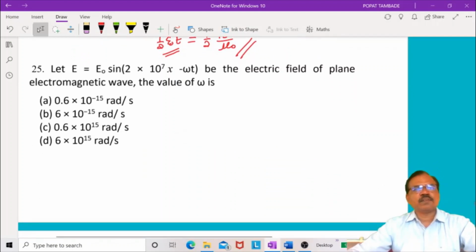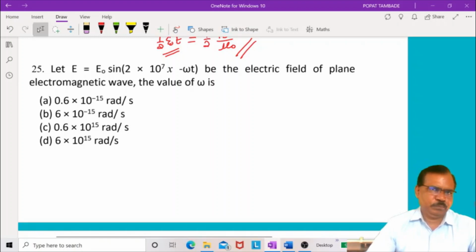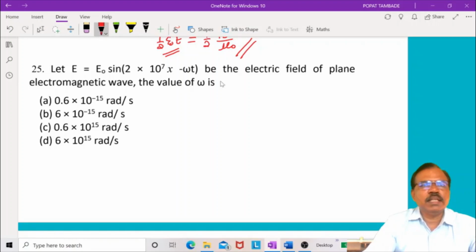Now next one, let E is equal to E0 sine 2 into 10 raised to 7 x minus omega t be the electric field of a plane electromagnetic wave, find the value of omega. Now how can we find this? So this is electromagnetic wave, so its speed c is equal to 3 into 10 raised to 8 meter per second.